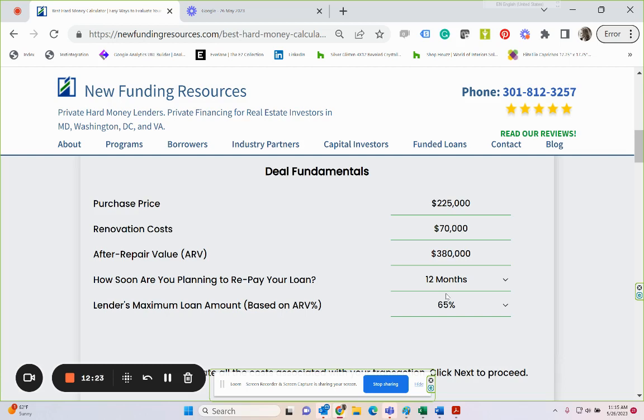So hopefully you got a lot of good information from this hard money calculator. Now you know how to operate it. You can be independent and analyze other deals for yourself here.